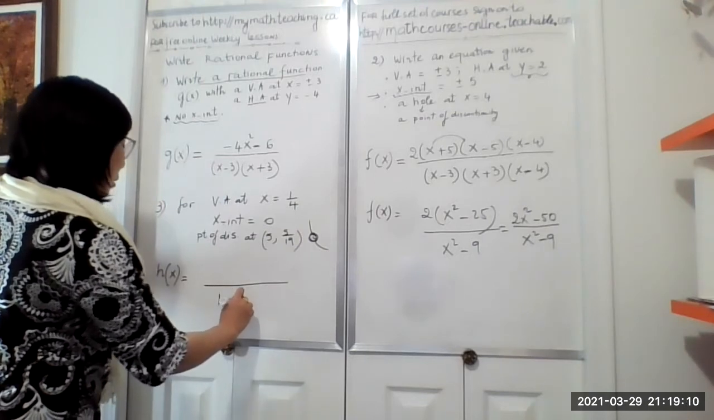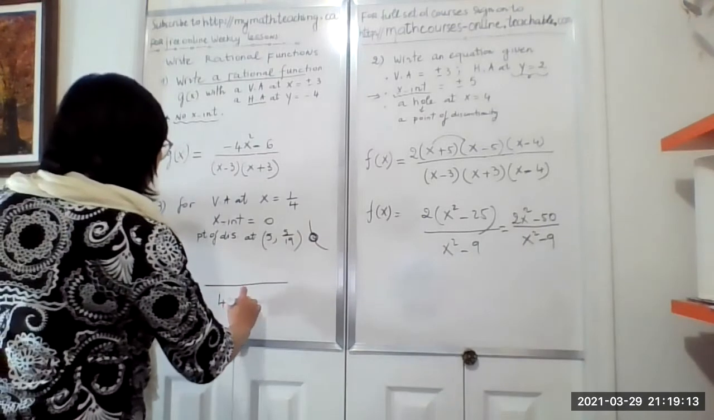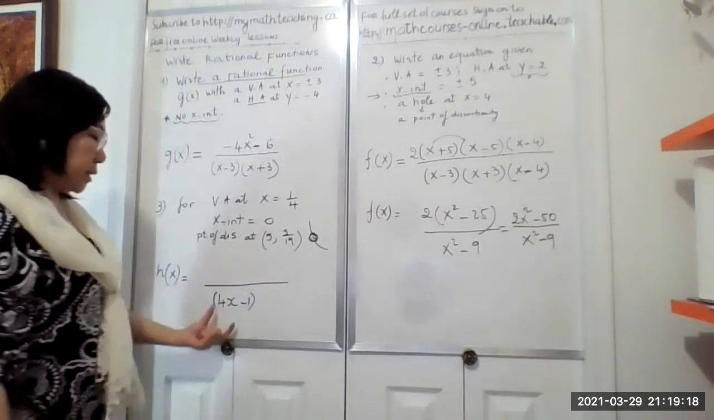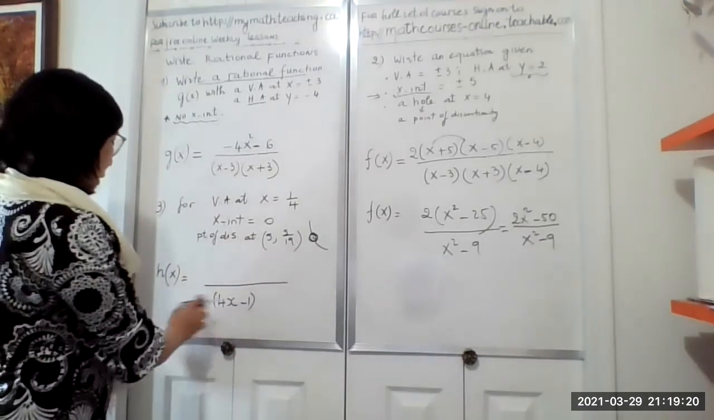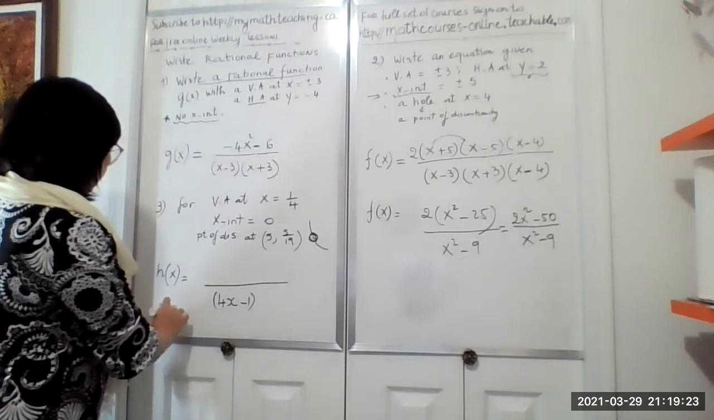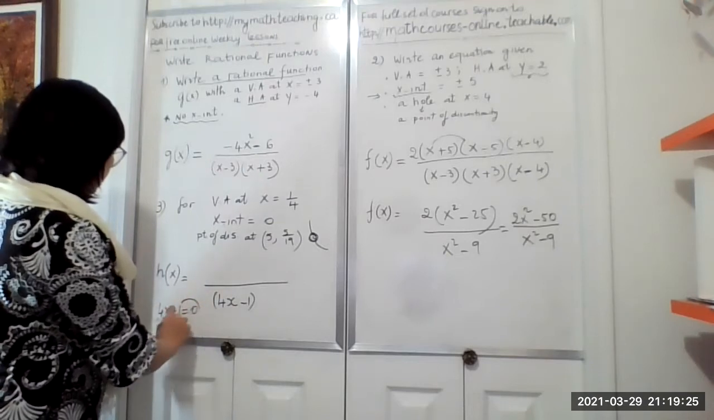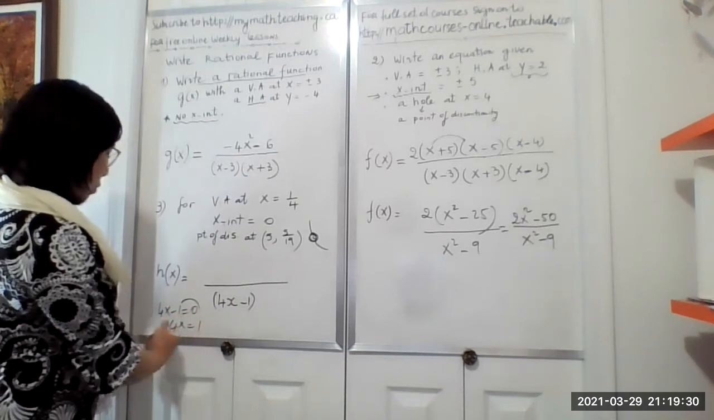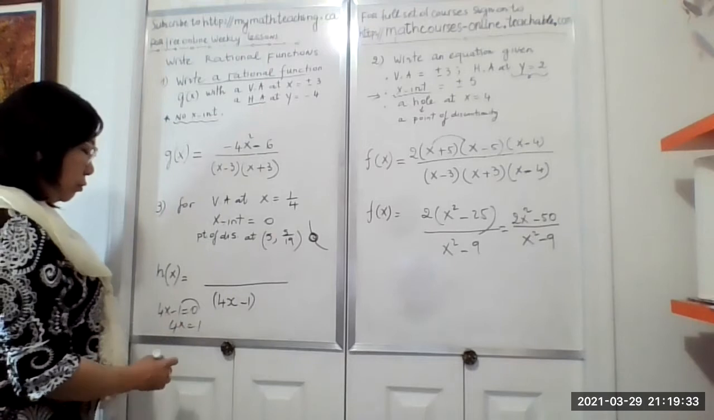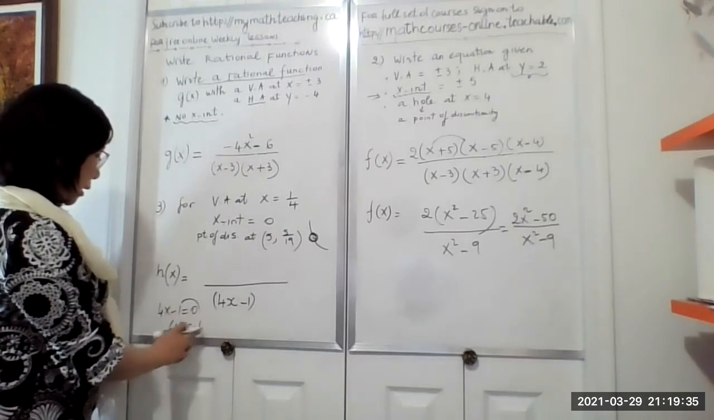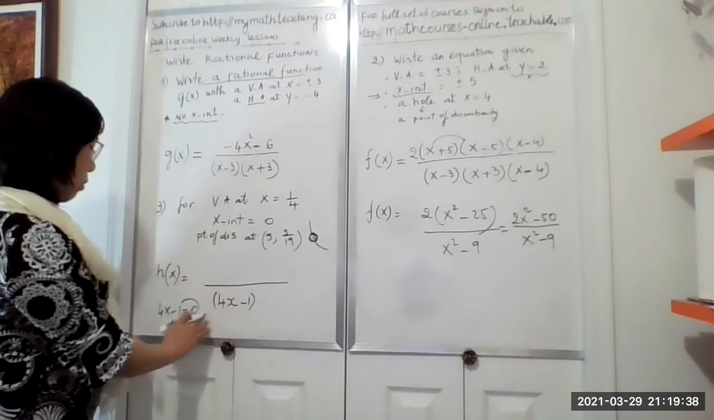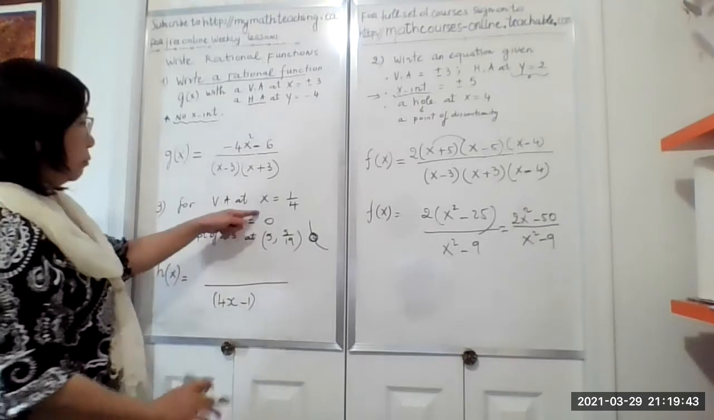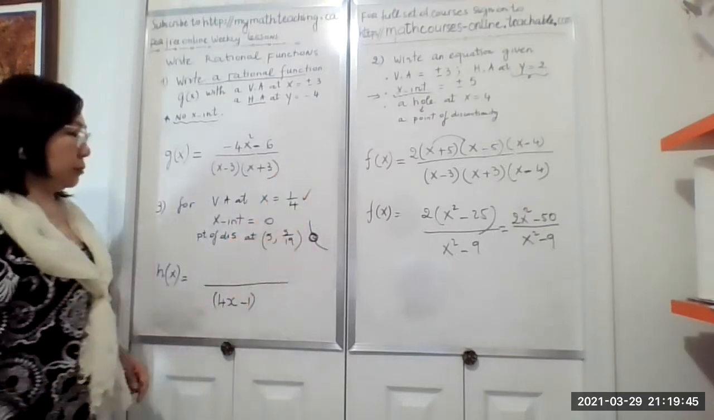4x minus 1 in brackets at the bottom, as a denominator. Why? Because if we set it equal to 0, then 4x minus 1 equals 0. We solve for it: 4x equals 1, and dividing both sides by 4, x equals 1/4. We all know how to solve the equation. So that's why we have 4 times x minus 1 as the vertical asymptote, so that we have satisfied this condition.